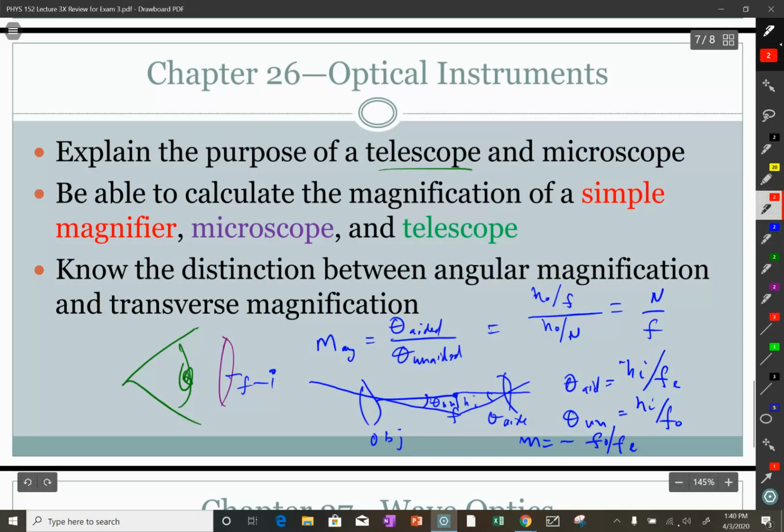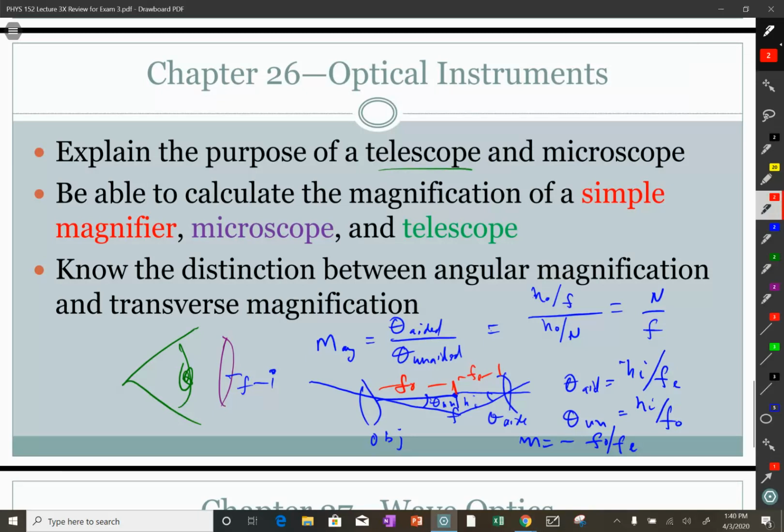For the telescope, there's the focal length of the objective. Here's the focal length of the eyepiece. So the length of the telescope is the sum of the focal length of the objective and the focal length of the eyepiece. For the microscope, we had a more complicated equation.